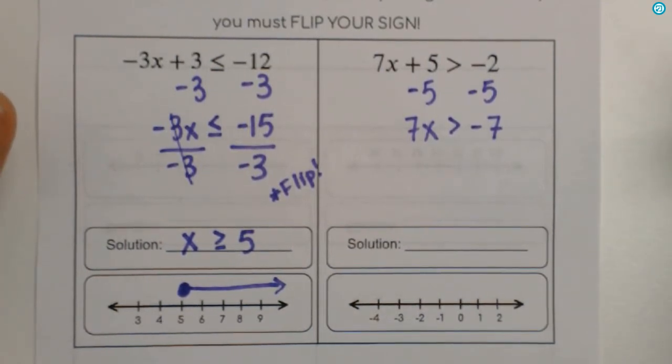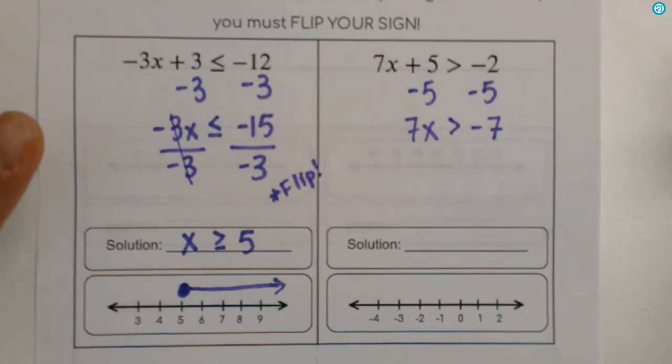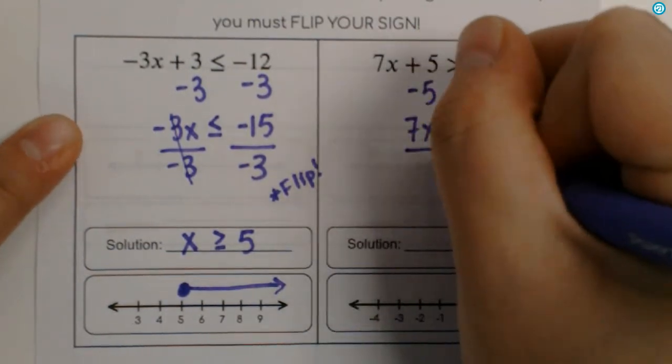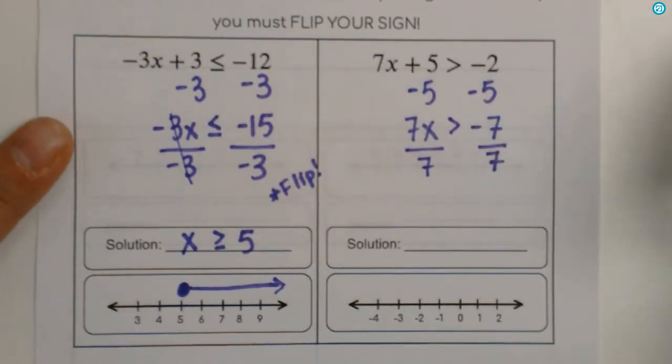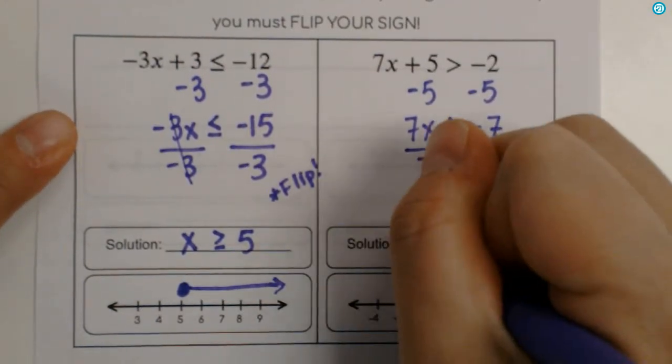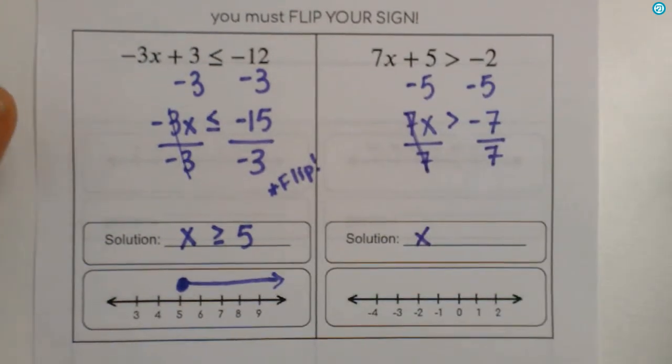Then, to get x by itself, we're going to divide both sides by 7. So divide by 7, divide by 7. This right here is the tricky part. I have x by itself now. Did I divide by a negative? No. I divided by 7. And I divided a negative number by a positive number, but I did not divide by a negative number.